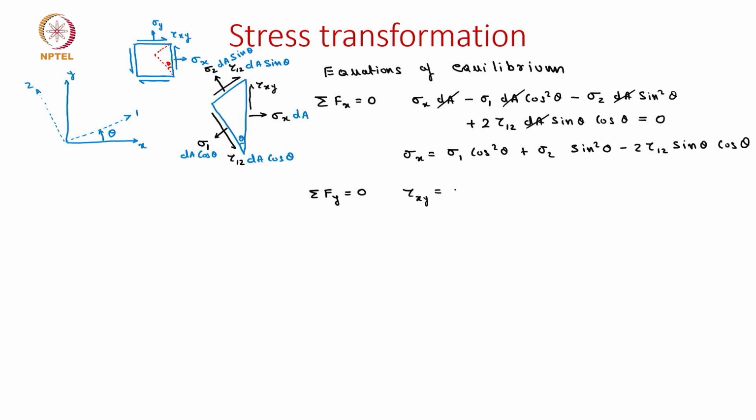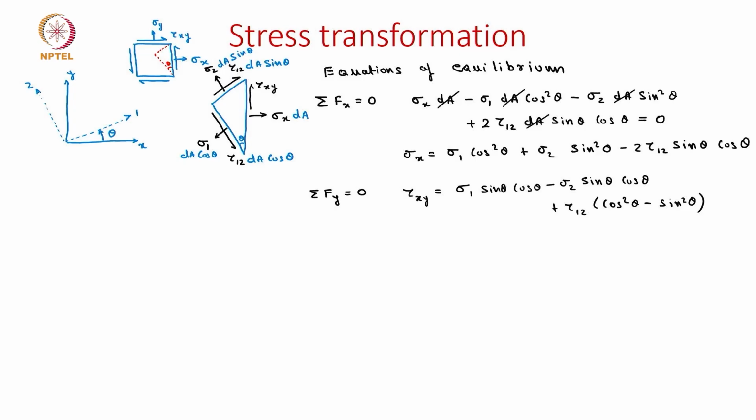equals sigma 1 times sin theta cos theta minus sigma 2 sin theta cos theta plus tau 12 into cos square theta minus sin square theta. Okay. So, with this we are able to show what is the relation for sigma x and tau xy. What is remaining is sigma y. How do we get this third component of the stress, sigma y?